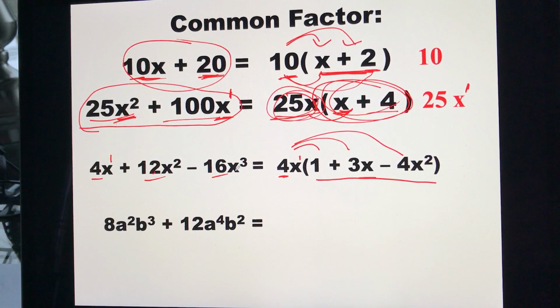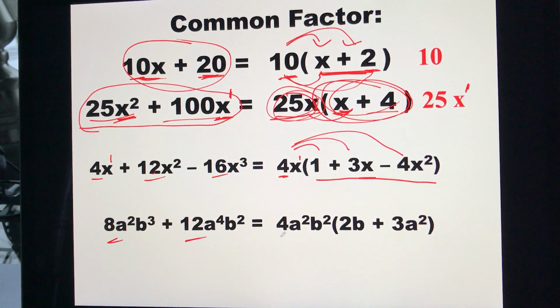How about this one? Take a second, look at it. Okay. 8 and 12, the largest number is 4. I have a's in both. A squared is my lowest power. And I have b's in both. B squared is my lowest power. So that becomes my common factor. And then I just say, I have to multiply this times something to get there, and multiply this times that to get there.